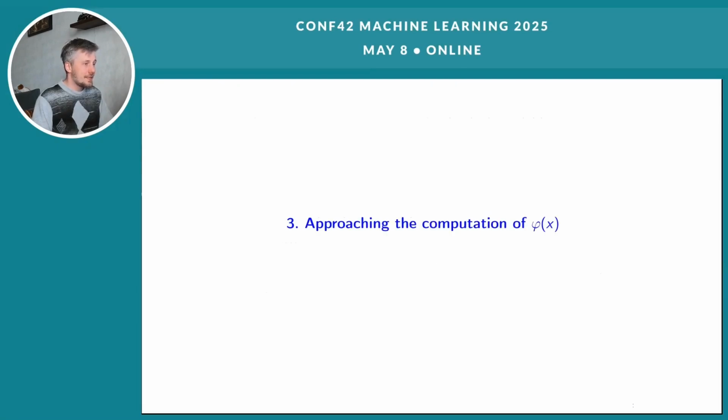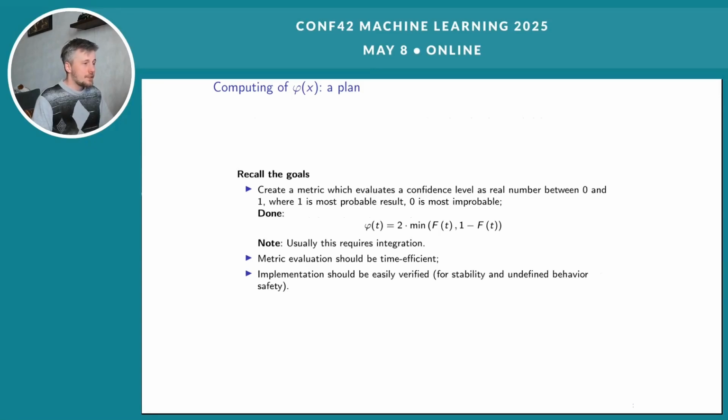And now let's discuss the implementation of the confidence metric, how to approach the computation of phi of x. First of all, let's recall the goals. First, create a metric which evaluates a confidence level as a real number between 0 and 1, where 1 is the most probable result and 0 is the most improbable. We have done it using the cumulative distribution function. Second, metric evaluation should be time efficient, and third, implementation should be easily verified.